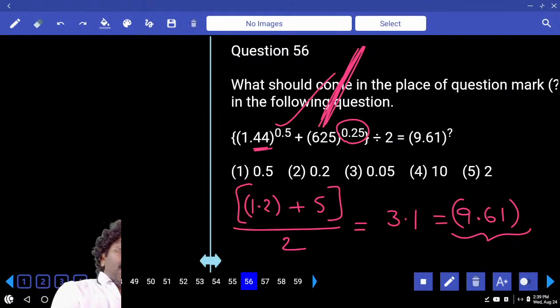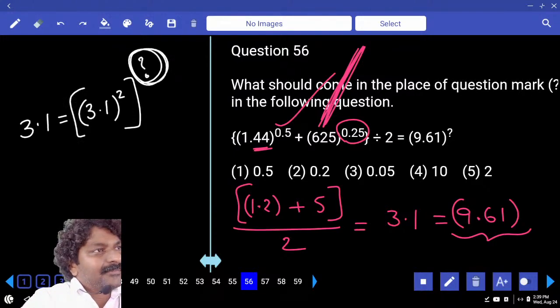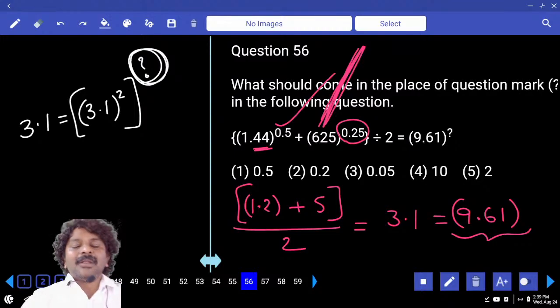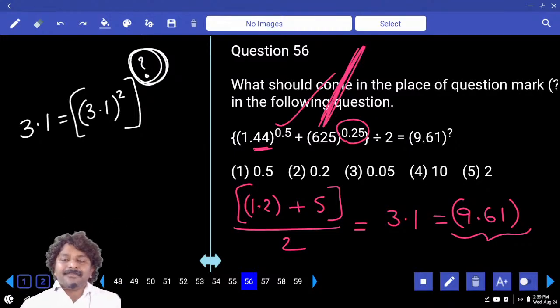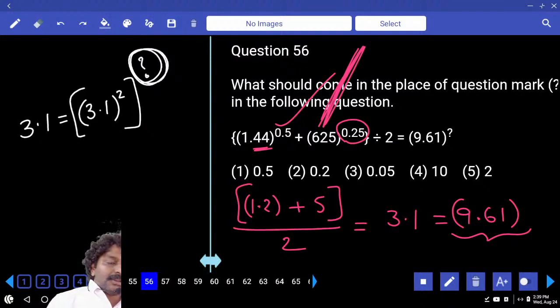If 3.1 is equal to 3.1 whole square to the power of how much, here it has to be 1 by 2 only. 1 by 2 in the sense 0.5 only. That's it. Understood?